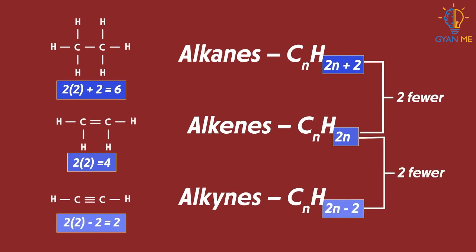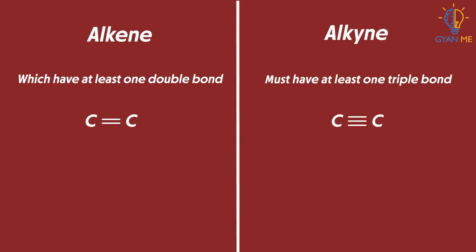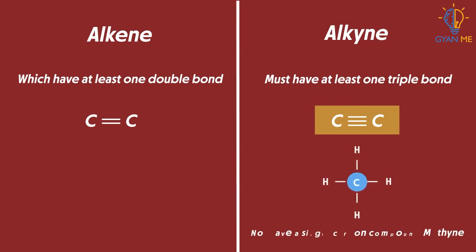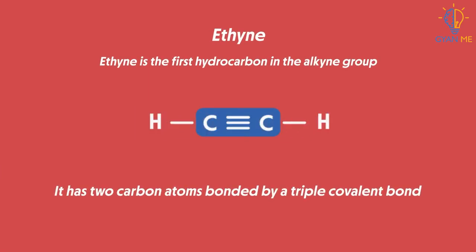Now coming back to our alkyne compounds, just like alkenes which have at least one double bond, the alkyne group must have at least one triple bond and thus should have at least 2 carbon atoms to form them. Therefore, the alkyne group does not have a single carbon compound, methyne. And ethyne is the first member of this group. It has 2 carbon atoms bonded by a triple covalent bond.